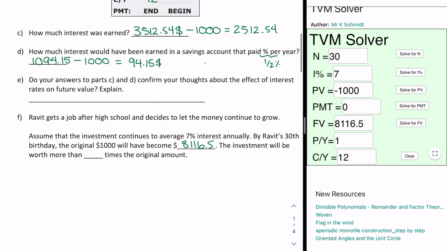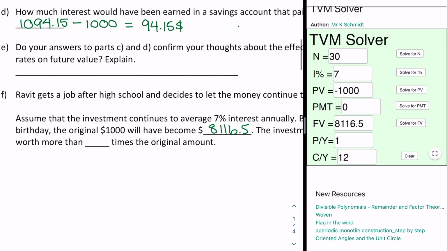And then, the investment will be how many times the original? It's about 8 times, but we'll show you how to calculate that. 8,116 divided by the original 1,000 gives you 8.11, so really it's roughly 8 times.